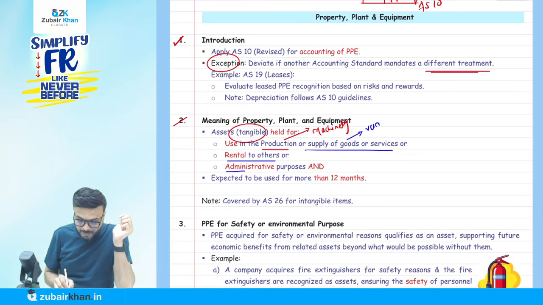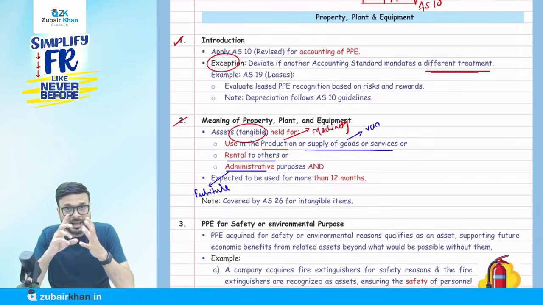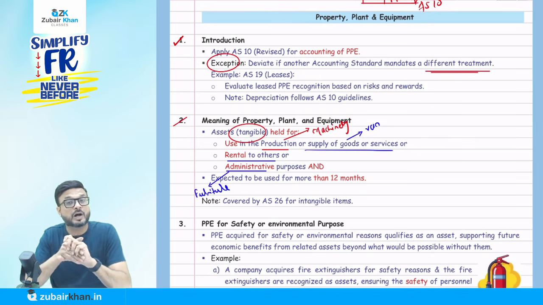Or for administrative purposes, for example furniture. So it says that a PPE means some asset which is tangible, which is held for use in the production, supply of goods or services, rental to others, or for administrative purposes, and expected to be used for more than how many months?